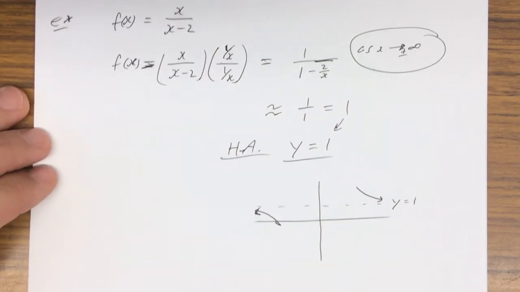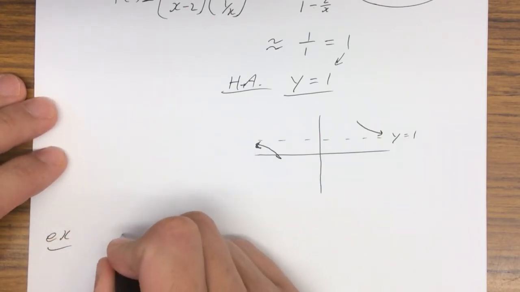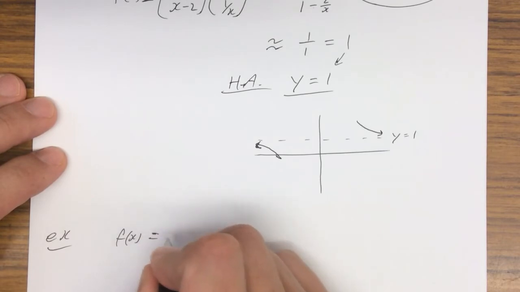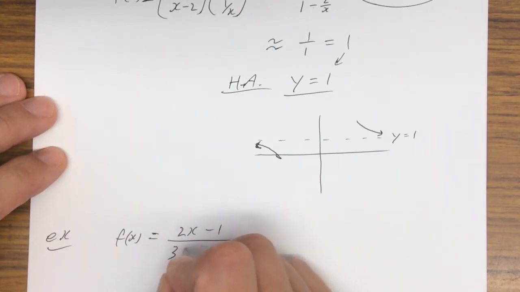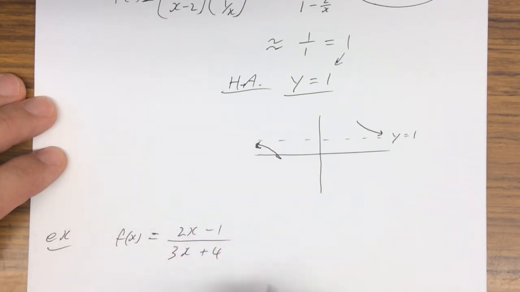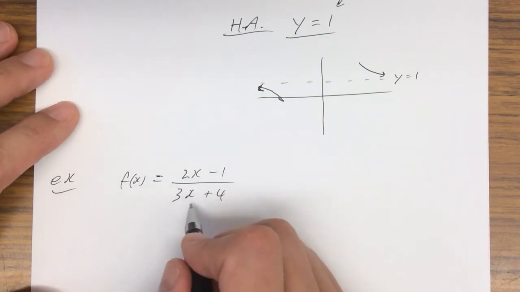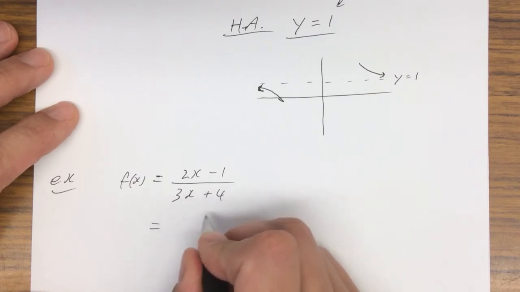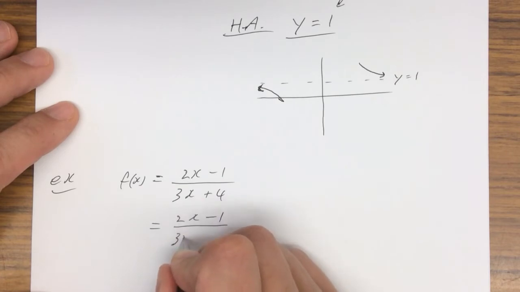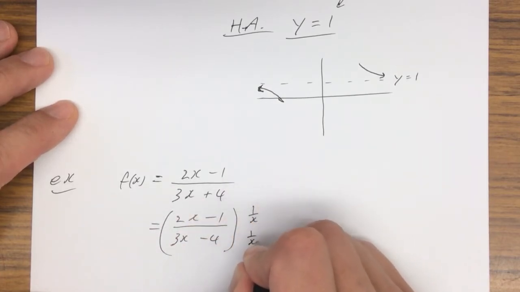Well, let's try another one. So let's try another example here. See what happens when you have something like f of x equals 2x minus 1 over 3x plus 4. If you use the same trick, well, the degree of the top is 1, the degree of the bottom is 1. So I'm going to multiply the top and bottom by 1 over x. 1 over x on the top, 1 over x on the bottom.